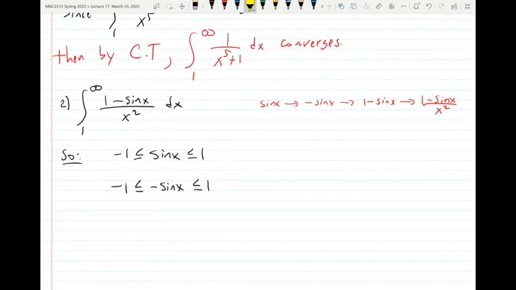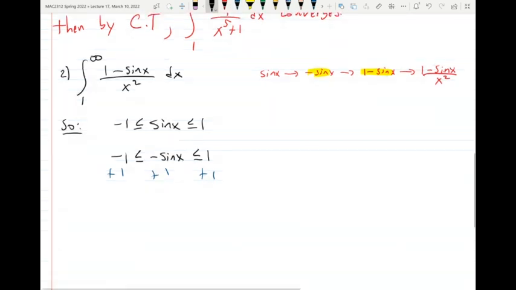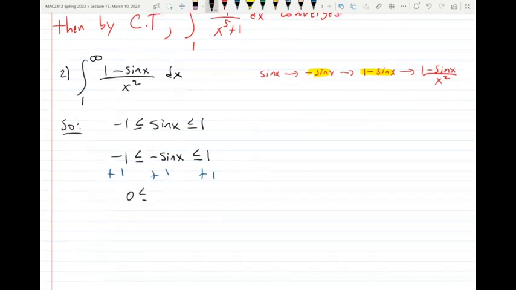Okay, now that I have this, it's time to get this. How can I get 1 minus sine in the middle? Just add 1 everywhere. So I'm going to do +1, +1, +1. That means that 0 is less than or equal to 1 minus sine, which is less than or equal to 2. Do you understand this?